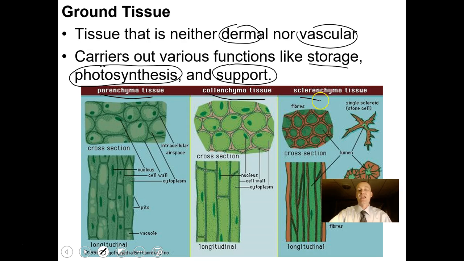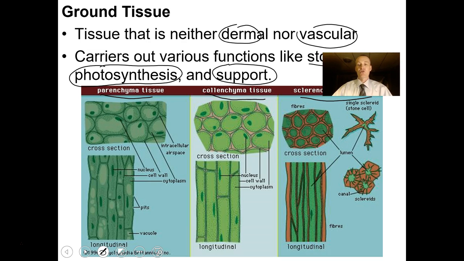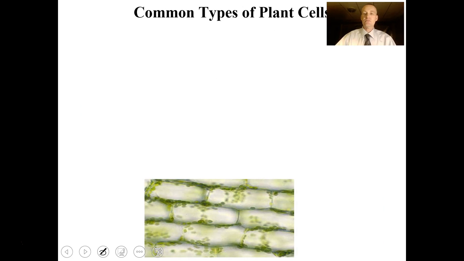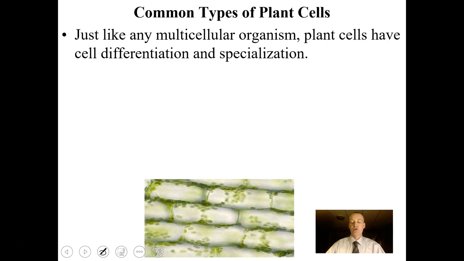So we'll talk about the cells that make up each of those types of tissue. Just as your organs are made of tissue, plants' organs are made of tissue as well, and parenchyma, collenchyma, and sclerenchyma are the tissues that make up the plant bodies. They each have different jobs that they perform. Just like any organism, plant cells have cell differentiation and specialization. Plants don't have muscle tissue, but they do have specialized cells that serve a function, and they can differentiate from common cells into very specialized cells.